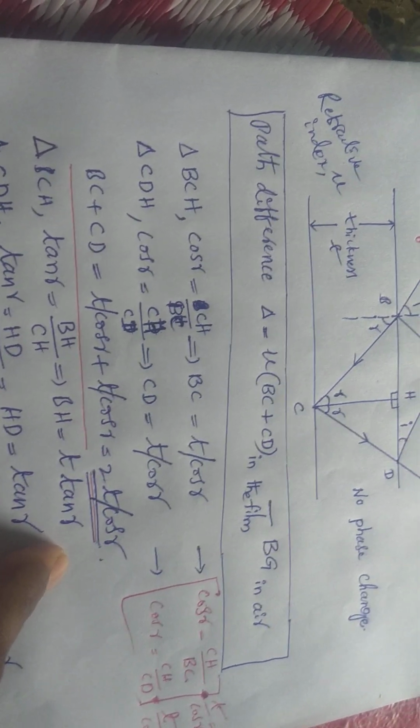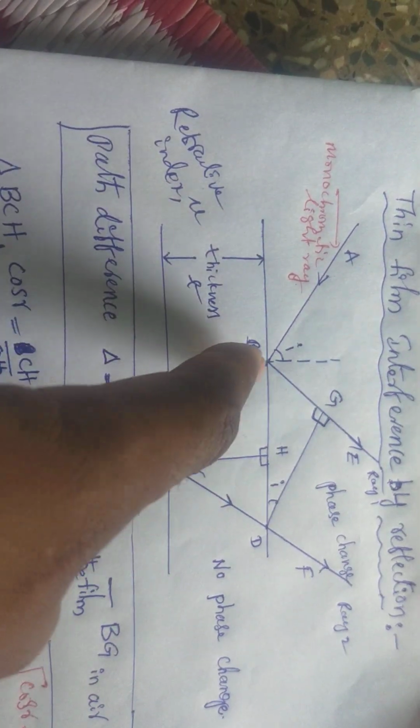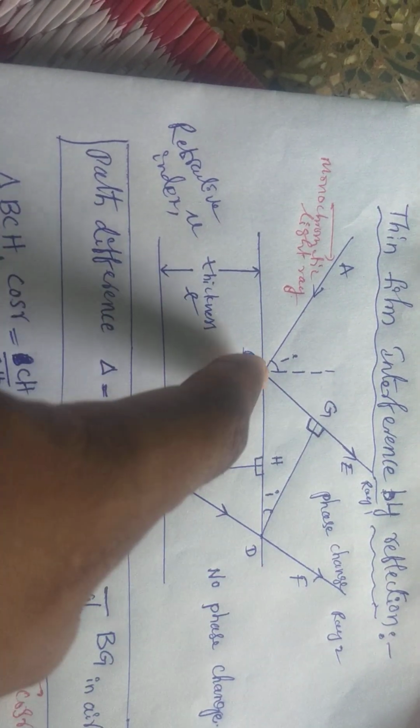So next we can determine the BE value. That's why, since this value is unknown, we need to determine it.